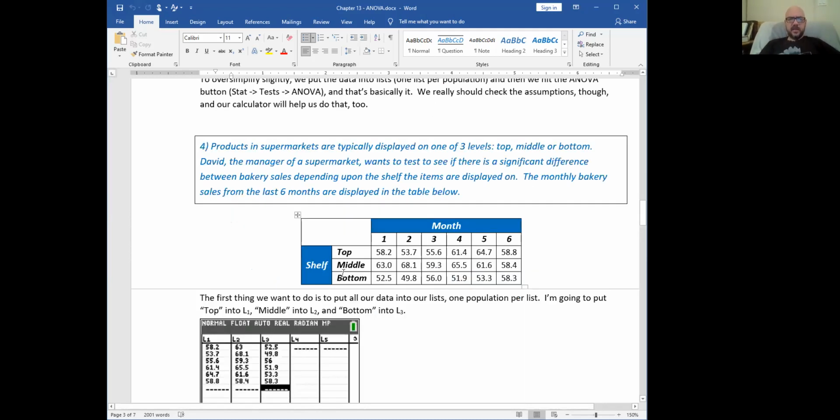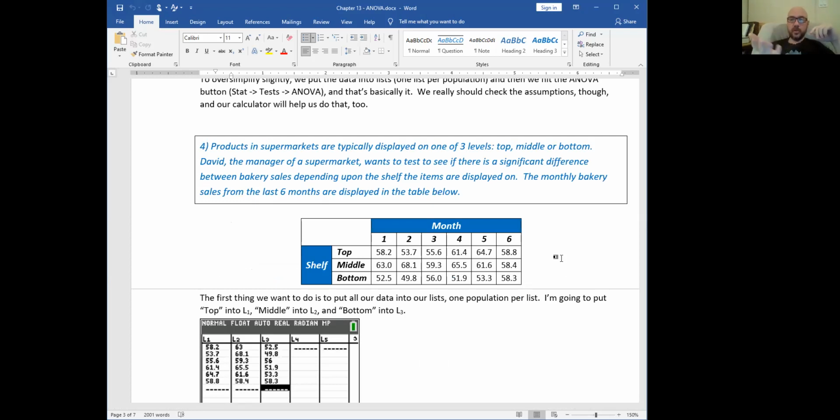So here we've got supermarket shelves, right? This is in a bakery, and we've got the top shelf in the bakery, the middle shelf in the bakery, and the bottom shelf in the bakery. So they've got three levels of bread and cakes and whatever on the shelves. It's a reasonable first assumption to think that, well, it's all the same bakery, they probably all have the same average sales on those shelves.